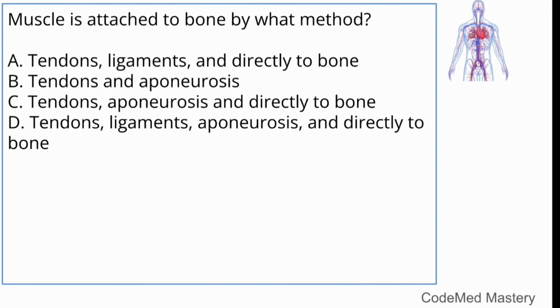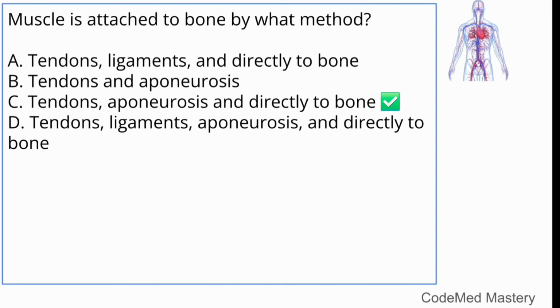So what is the right answer? The right answer is option C. Muscle is attached to bone by tendons, aponeurosis and directly to bone. Tendons are the primary connective tissue which attach muscle to bone. So what is aponeurosis? Aponeurosis are flat sheet-like tendons that also serve as muscle attachments.